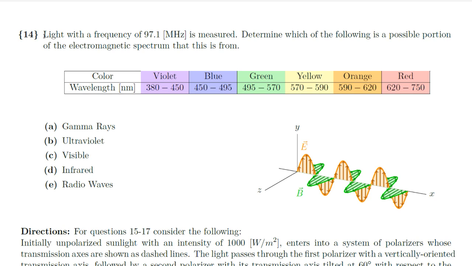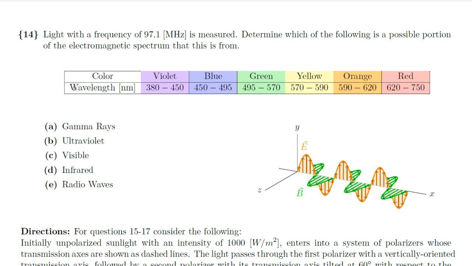This is dealing with electromagnetic waves. We have light with a given frequency of 97.1 megahertz. If that number is strangely familiar to you, you might know where we're going with this. Determine which of the following is a possible portion of the electromagnetic spectrum that this is from. There is a little bit of information I give you below. I tell you that there is a corresponding color with some wavelength. For instance, violet is in this range, blue's in that range, all the way to red. So I'm only giving you information about the visible part of the spectrum, red through violet.